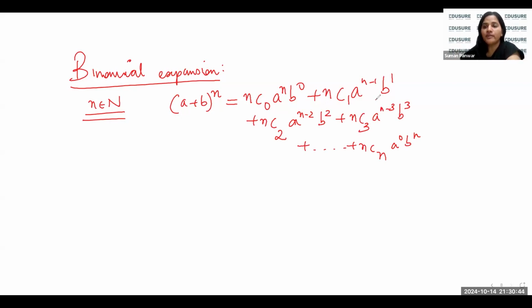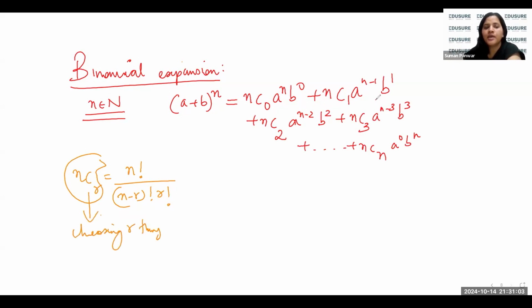In the formula for binomial expansion, what do you mean by nCr? It is n factorial divided by n minus r factorial into r factorial. The conceptual meaning is choosing r things out of n things. इसका ये मतलब होता है. So suppose you have to deal with a plus b power 100. So this formula will be very useful.